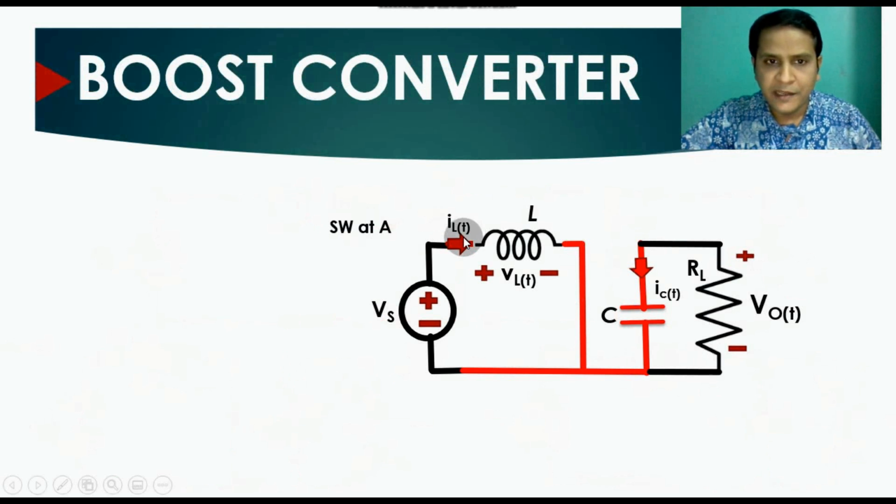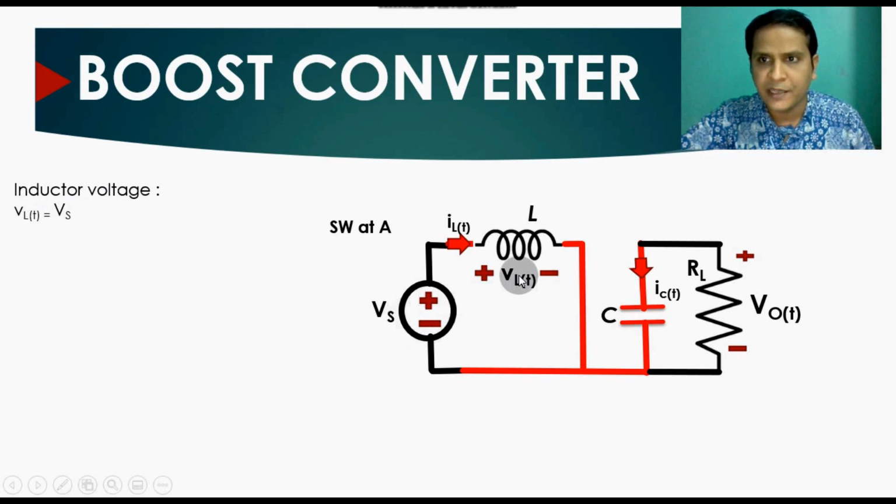Okay, now we will realize the circuit for switch at position A. We will find the voltage across the inductor and the current across the capacitor, right? So let us say the inductor voltage VL(t) over a time period T equals Vs. Whatever your source voltage is, the same voltage will appear across your inductor. So VL(t) equals Vs.